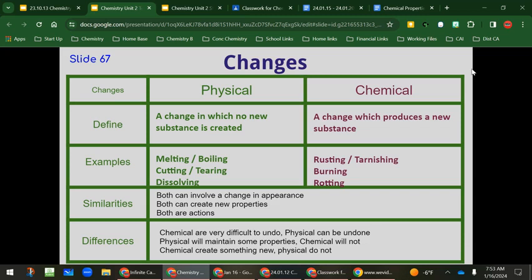Physical will maintain some properties. A physical change doesn't always mean that the properties are going to be different. Chemical will not. Because you have something new there in a chemical change, you're going to have new properties. And chemical creates something new, physical does not. Again, that's the ultimate difference between them. That's what makes it a chemical or a physical change. Questions?